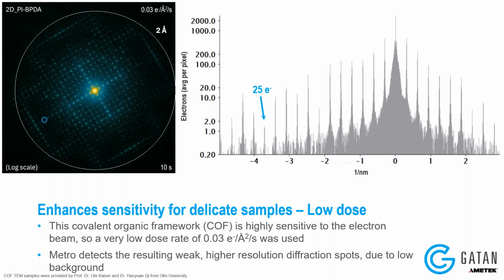So in many cases, even on this log scale plot, we still don't see the background from the camera. It's below this 0.2 electrons per pixel at the bottom of this plot here. If we had this on a linear scale, we would not even see the diffraction spots here because they're so small compared to the diffraction spots toward the center of the pattern, where we have thousands of electrons per pixel.